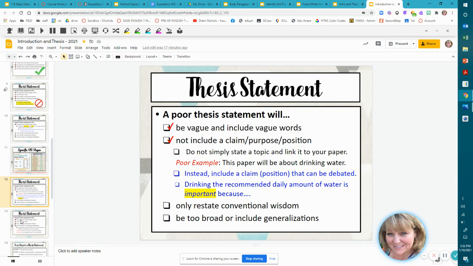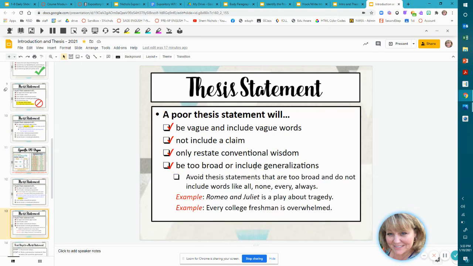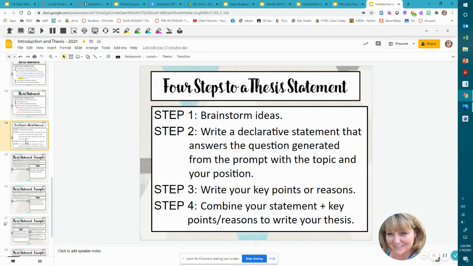And the next thing it talks about is that a poor thesis statement will be too broad and only restate conventional wisdom. So avoid thesis statements that are too broad. For instance, Romeo and Juliet is a play about tragedy. Well, yeah, that's really broad. We've got to narrow it down. What about Romeo and Juliet? Or, every college freshman is overwhelmed. Yes, those are very broad generalizations, but there's not anything specific about those statements. That's a very poorly written thesis statement.